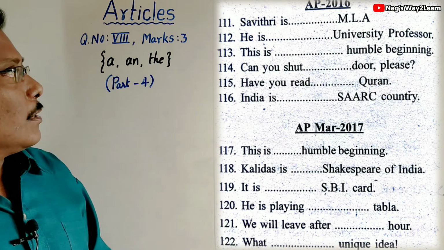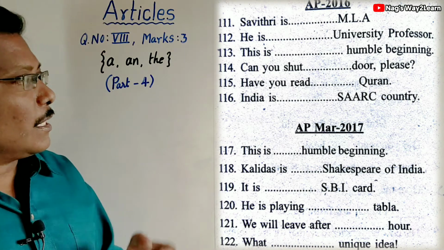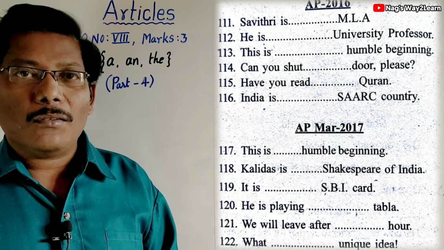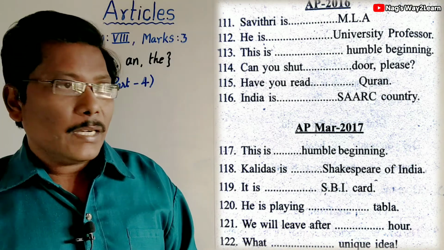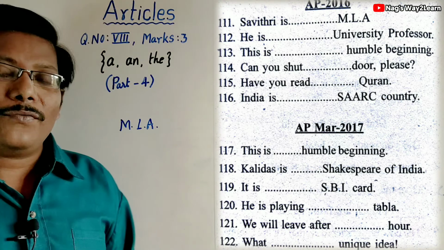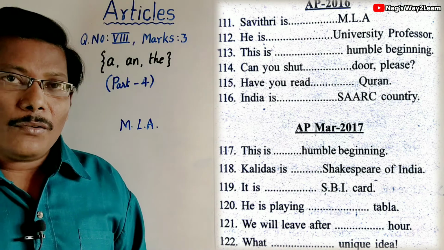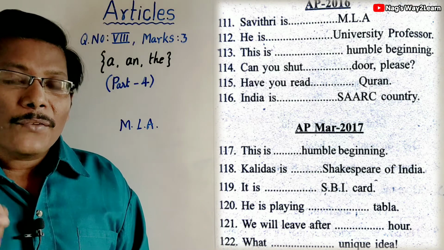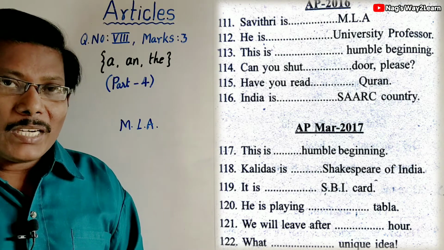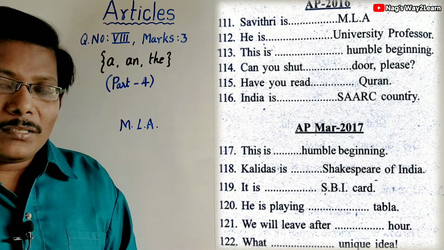Okay, so first one, Savitri dash MLA. So here in the blank we have to fill in with a or an or the. So actually MLA, this is the short form of Member of Legislative Assembly. This is an abbreviation, but this is not a word. So while dealing with abbreviations, first of all we have to observe how the first letter is pronounced. Okay, understand? While dealing with abbreviation, we have to observe how the first letter of the abbreviation is pronounced.